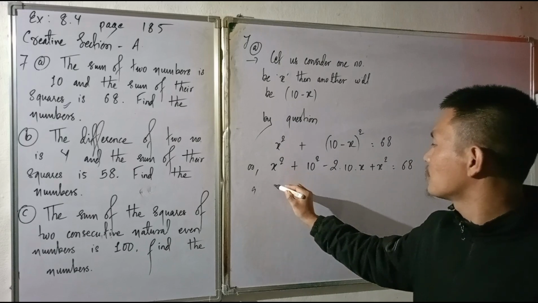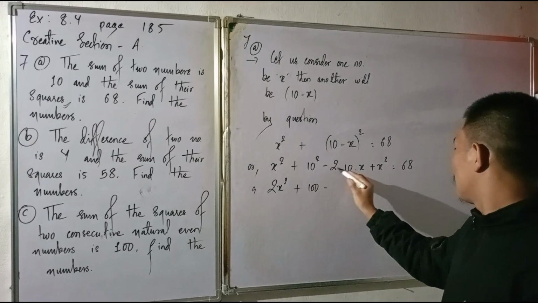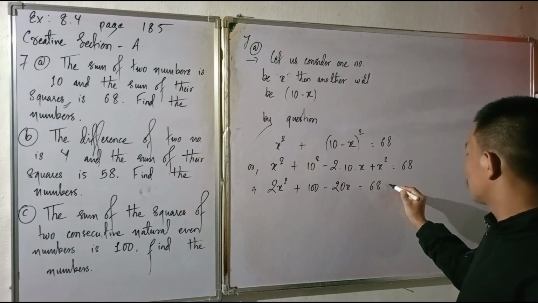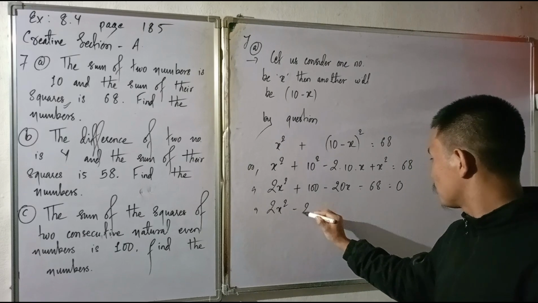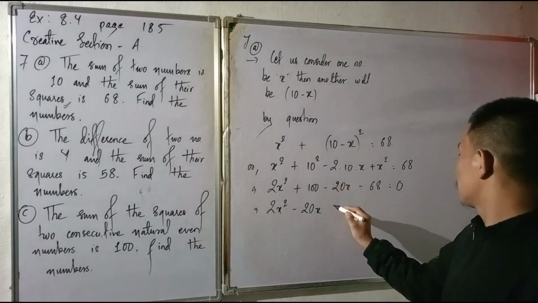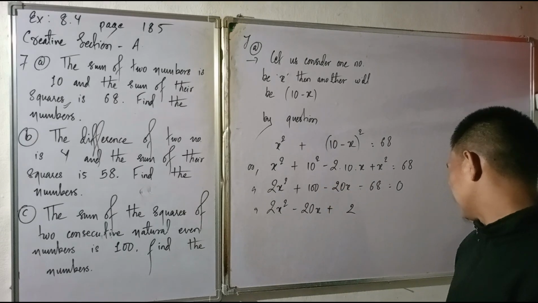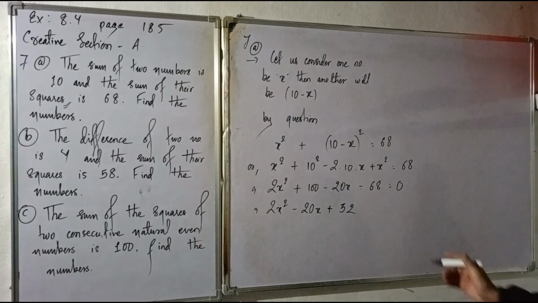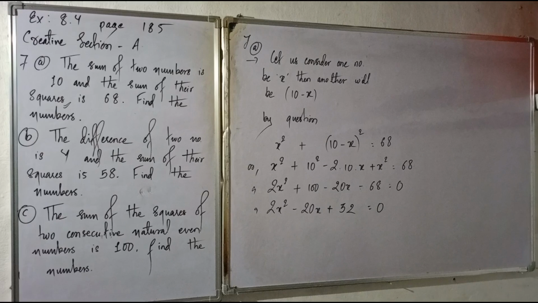Now x squared plus x squared is 2x squared, and this becomes 100 minus 20x. Now you move 68 to the left hand side. Operate the like terms: 2x squared minus 20x, and 100 minus 68 is 32. So 2x squared minus 20x plus 32 equals 0.